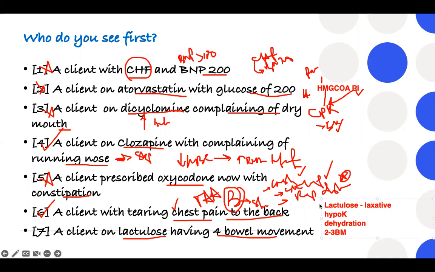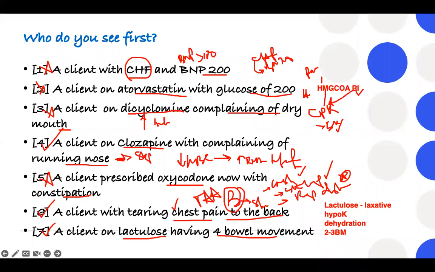Hypokalemia will be part of the B of BE SHARP, which is a cardiac problem. Hypokalemia will lead to cardiac arrhythmias, and therefore you have to be sharp about it. So you prevent the patient from going into that situation, and therefore 4 bowel movements is not good. I need to see that patient first. So this I intentionally did. This is not one choice, there are multiple. So we have to see 4 patients.